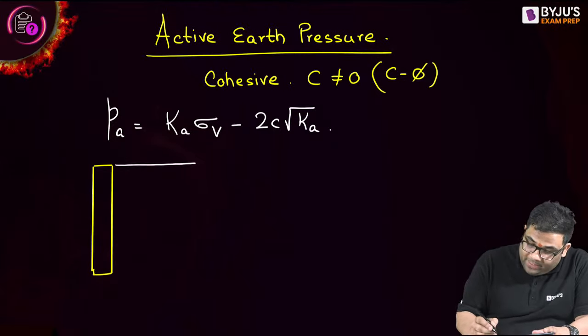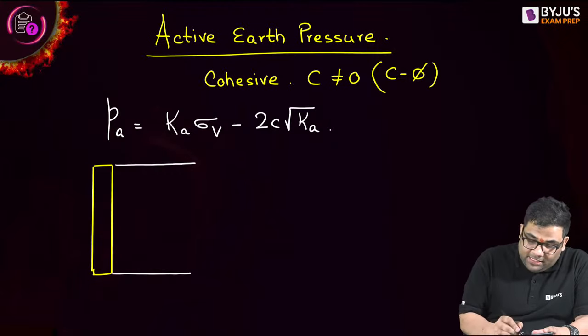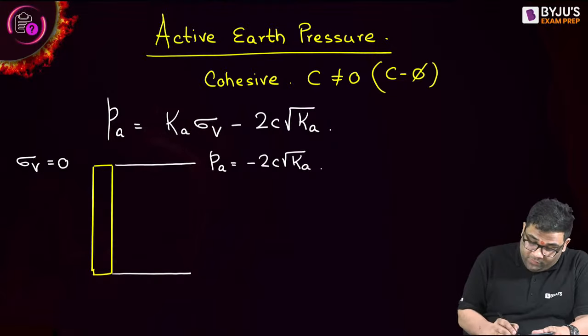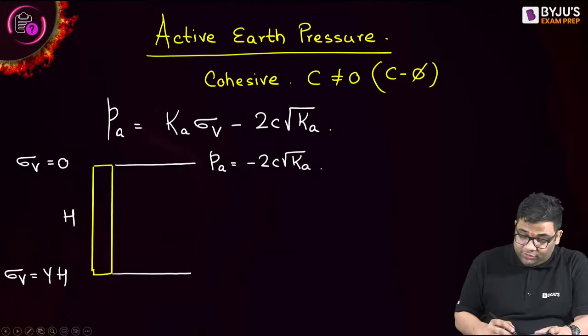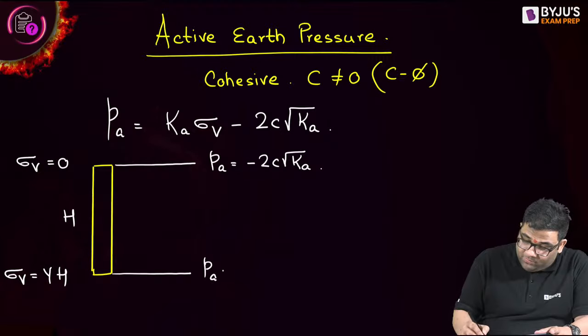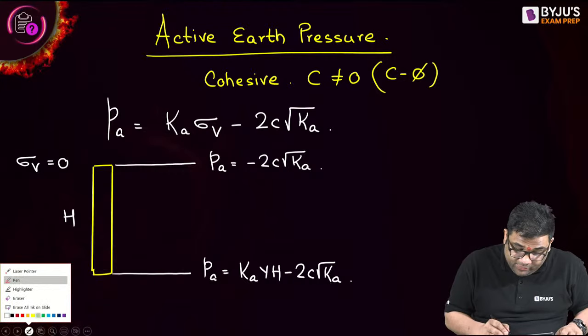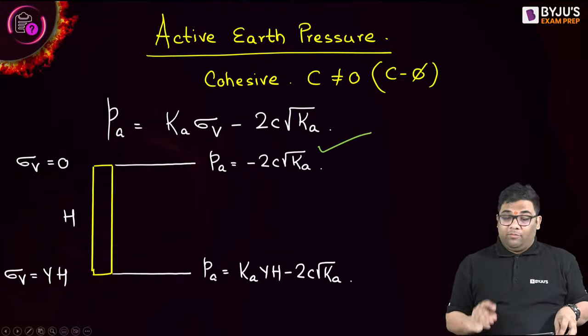At the top, the vertical stress is zero, so we will develop negative earth pressure. At the bottom, the vertical stress will be gamma into H, so the earth pressure will be Ka into gamma H minus 2C root Ka. We're getting a negative earth pressure at the top when we have cohesive soil.